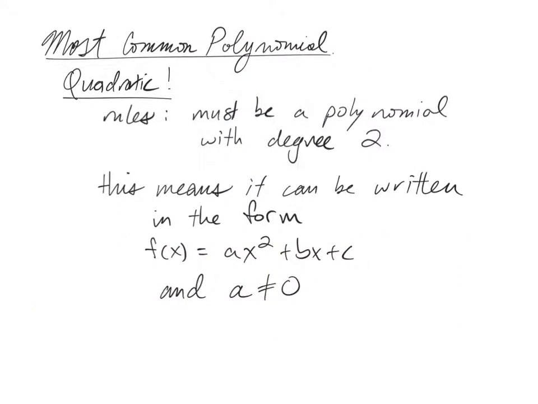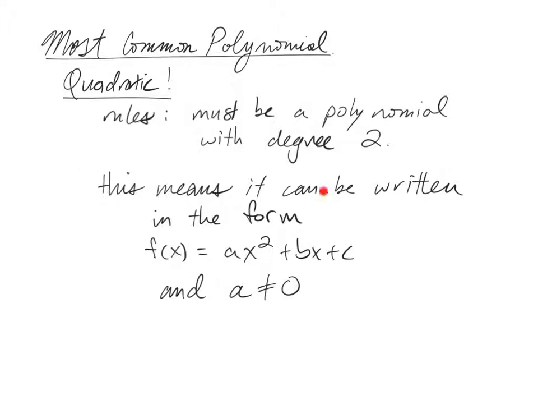Probably the most common polynomial you will run into in your mathematical career is a quadratic polynomial. So there are a couple rules for quadratic polynomials. The first one is it must be a polynomial. I mean, if it's not a polynomial, then it can't be a polynomial. Sounds weird. Just go with it. And the degree of this polynomial has to be 2. That's what makes it quadratic. It has to have a degree 2, and it must be a polynomial.